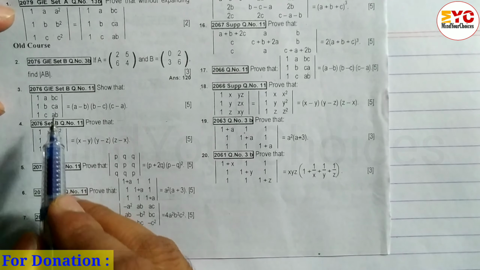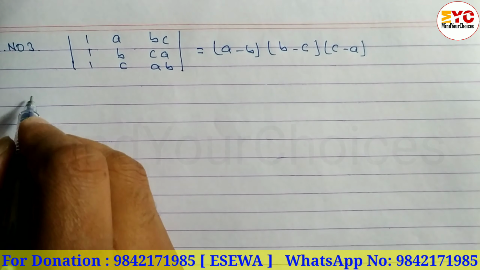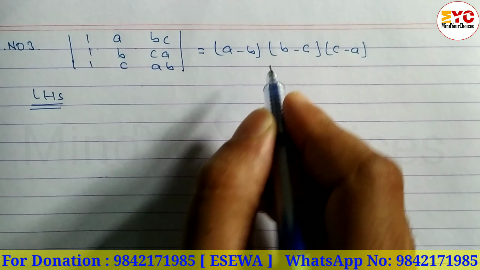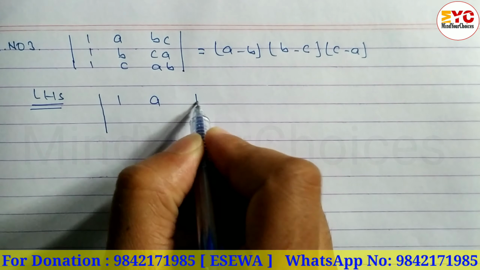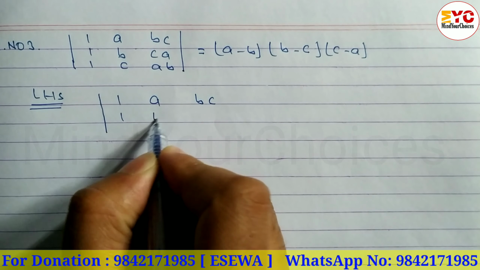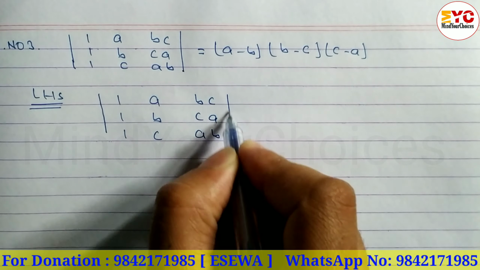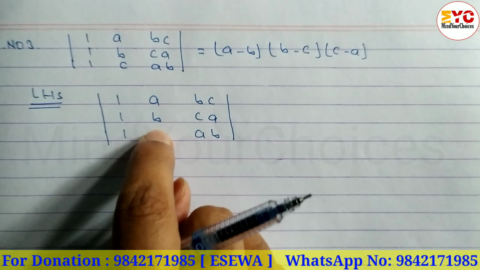So first of all we have to take LHS. I wrote the question here already. Now let's take LHS. I will show the trick for how to find this RHS. So take LHS here: 1, A, BC; similarly 1, B, CA; 1, C, AB. Now look at RHS. Here what we need is A minus B. How to find A minus B here?